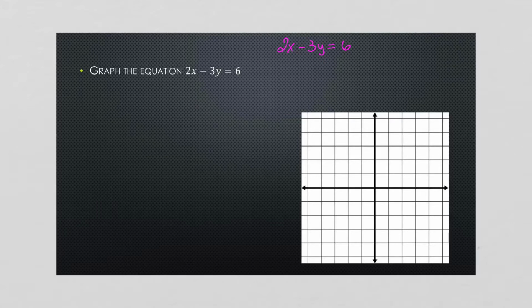So if we turn this into something that says y equals something, first thing you want to do is subtract 2x from both sides. And then you divide every single term by negative 3. And you get y is equal to positive 2/3 x minus 2, because positive 6 divided by negative 3 is a negative 2. Okay, so now this is the equation that we're going to find values of x for.